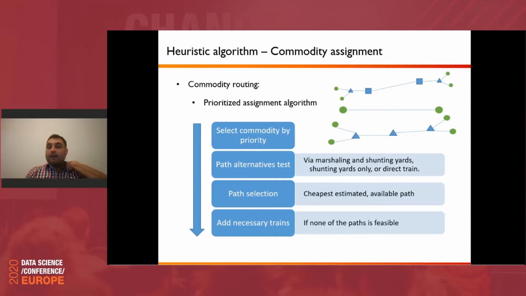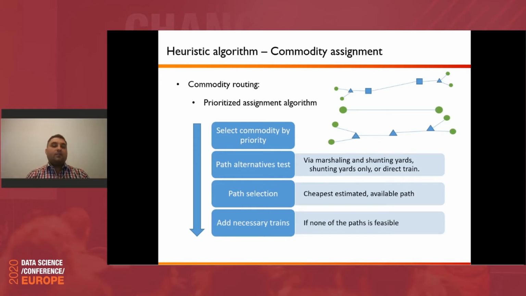Then the next stage was assigning the commodities to the trains. For each commodity, we select the cheapest path, basically a set of trains which form the cheapest but available path.